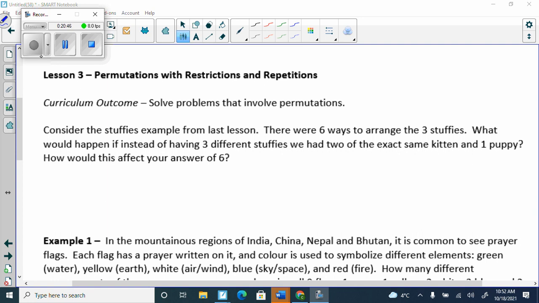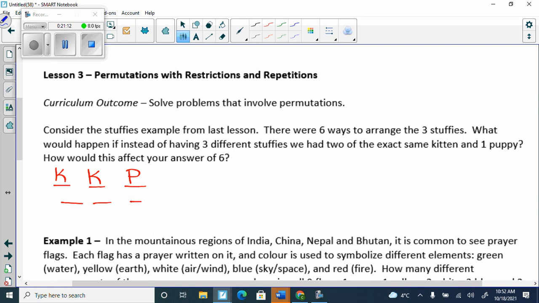What would happen if instead of having 3 different stuffies, we had 2 of the exact same kitten and 1 puppy? How would that affect your answer of 6? So let's see. Now we have 2 kittens. They look exactly the same, and a puppy. Correct? So we could go kitten, kitten, puppy. Right?